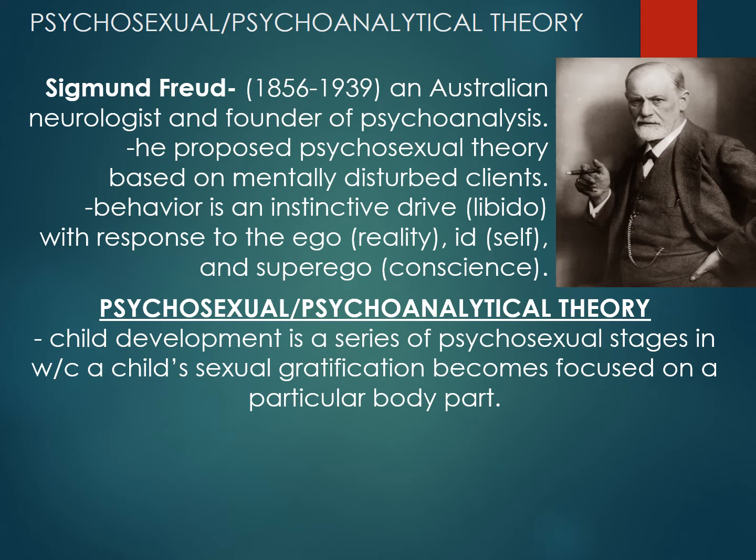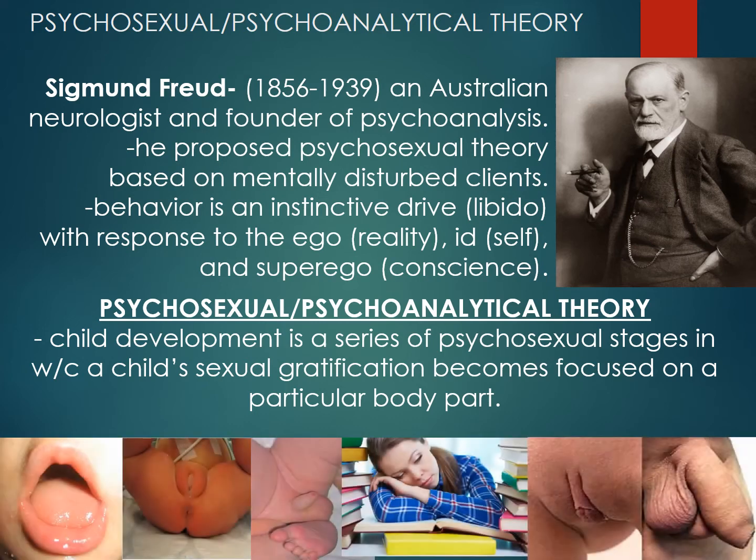Anong ibig sabihin nito? That the libido or the libog is transient. Pabago-bago siya ng posisyon sa different body parts natin. And because of that, because sa pagbago-bago ng mga position ng ating libog or ng libido, that now affects how a person behaves. So, sabi dito, the libido starts from the mouth, goes to the anus, goes to the phallic stage, or the phallus, and then magiging dormant yan, going back to the genitals. So yun po yung pag-iiba ng psychosexual theory ni Sigmund Freud.